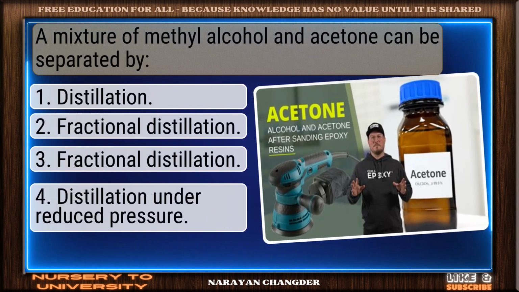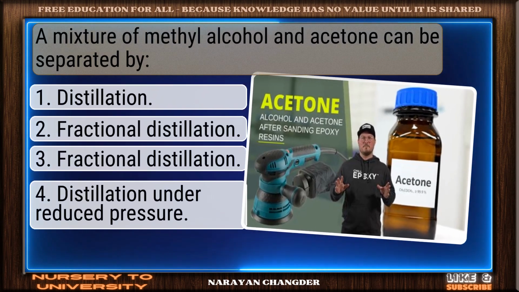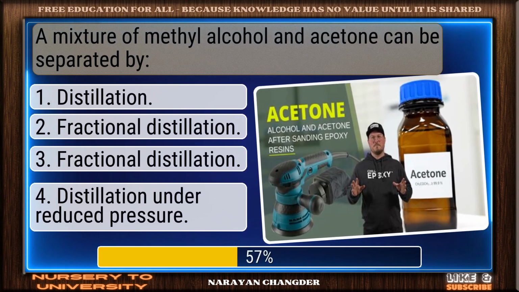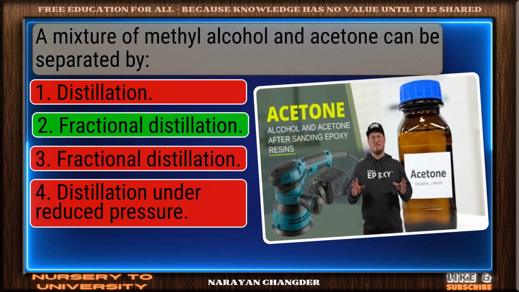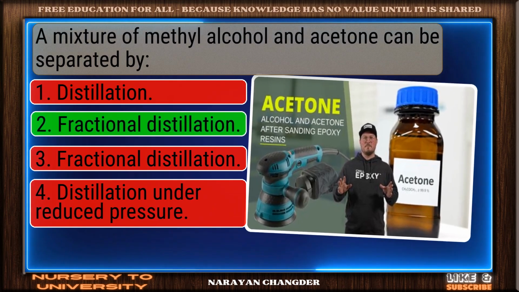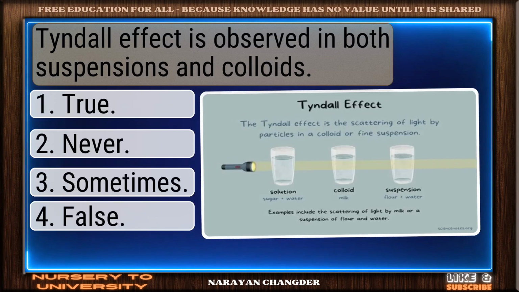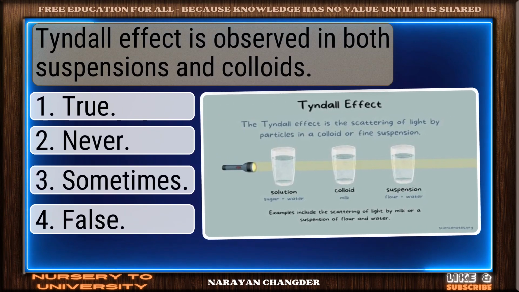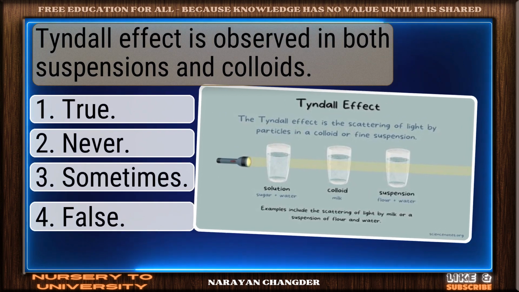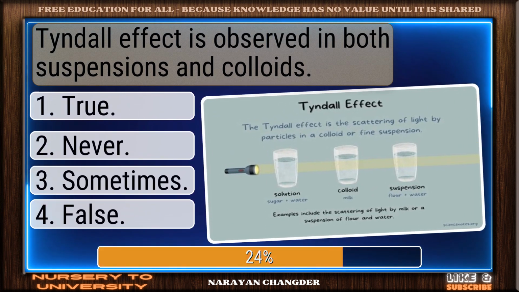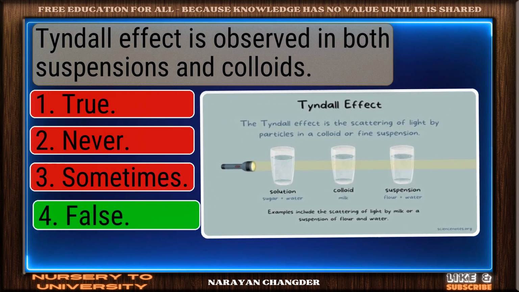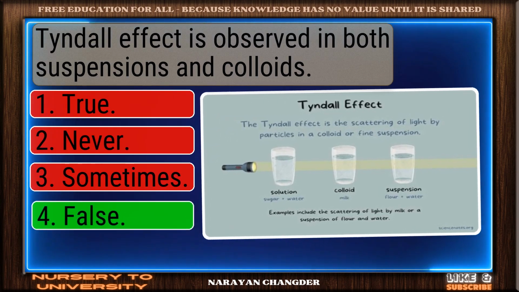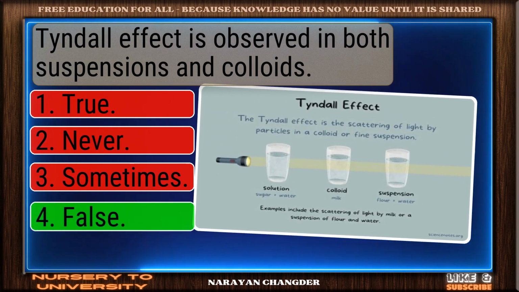Question number 138. A mixture of methyl alcohol and acetone can be separated by. Valid point. Fractional distillation is true. Question number 139. Tyndall effect is observed in both suspensions and colloids. Nice selection. False is the correct and valid answer.